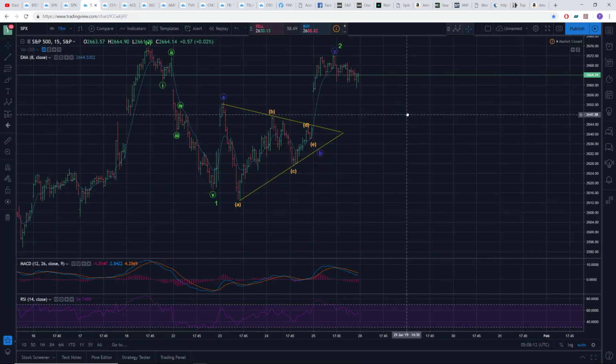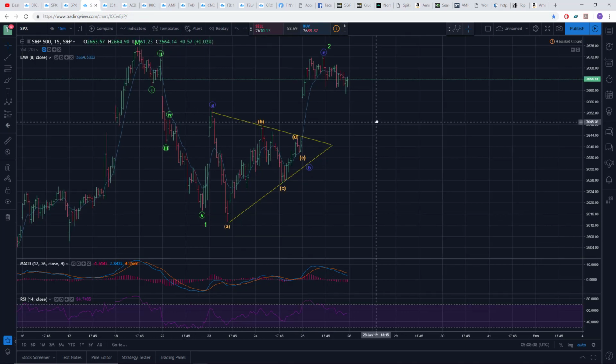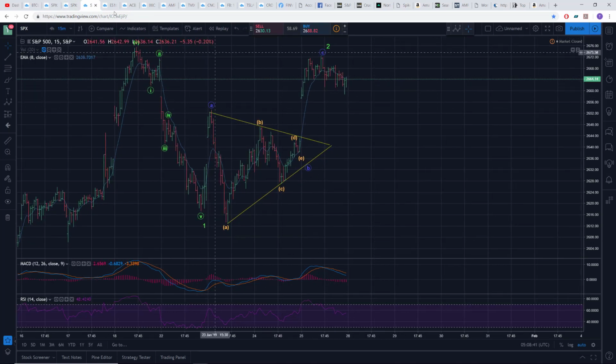So as long as that level holds, this is a viable interpretation. Another shorter term interpretation is 1, 2, 3, 4, 5 down like this, and then A, B, C, D, E for B, a triangle B, and then a thrust up for C to finish off wave 2, again as long as it holds below 26.7547, which it did. These are the two shorter term bearish wave counts I can come up with for the current short-term price action, on the 15-minute time frame. So the line in the sand for an immediately bearish trend to take off is to hold this level, 26.7547.